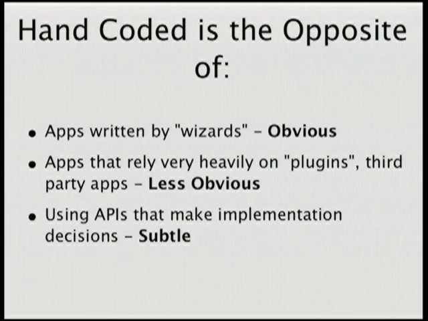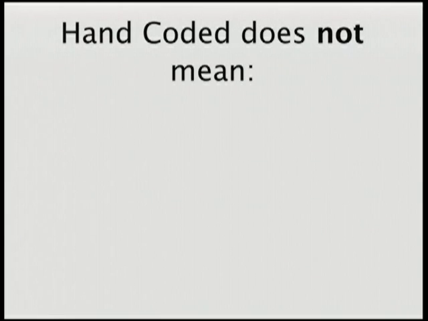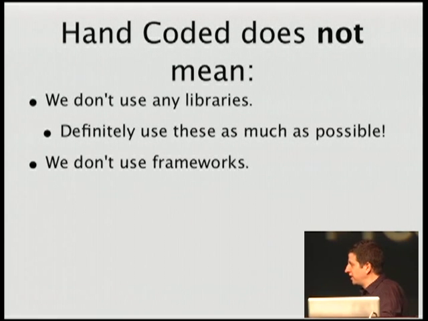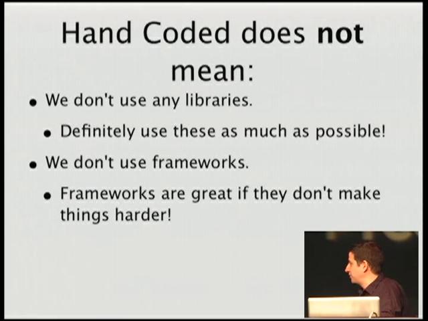Sometimes we do have to use APIs that make implementation decisions. Sometimes we should say, this API is really not worth it for what it's going to do to us. So hand-coded doesn't mean that we don't use libraries. We use those as much as possible. It doesn't mean we don't use frameworks, because they're great if they don't make things harder.